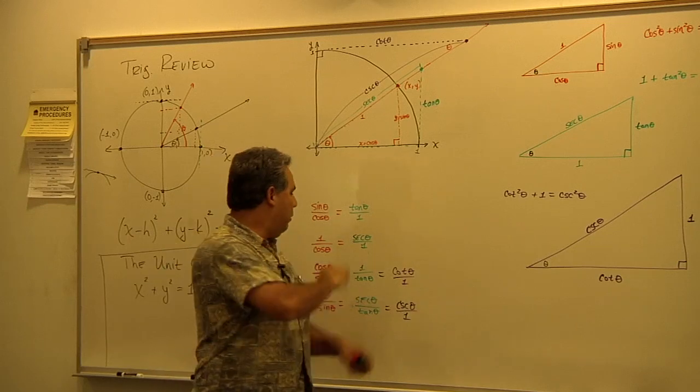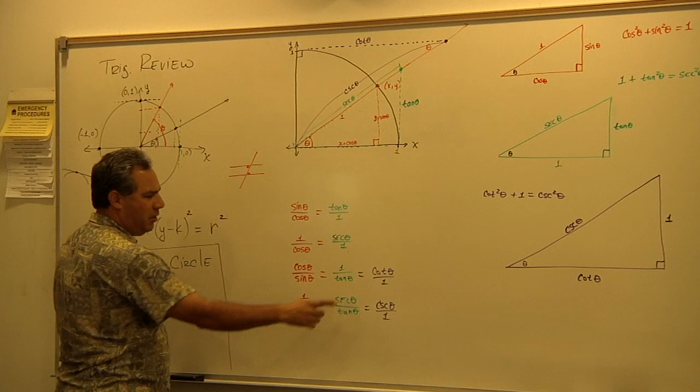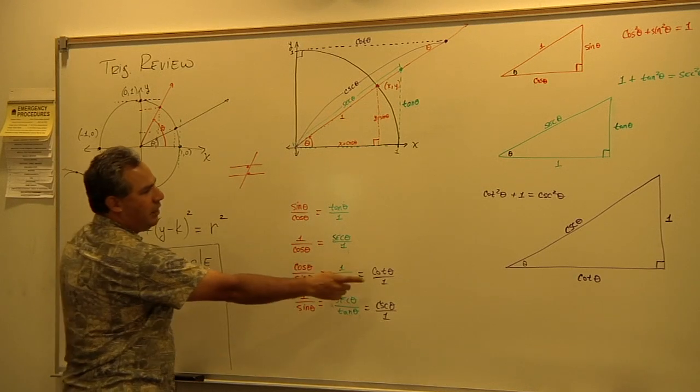Okay. Well, we got a couple more to do. What do we have here? Sine over cosine is tangent, 1 over cosine is secant, 1 over sine is cosecant. Are we missing anything? What about cosine over sine? We got that. That's cotangent, right?